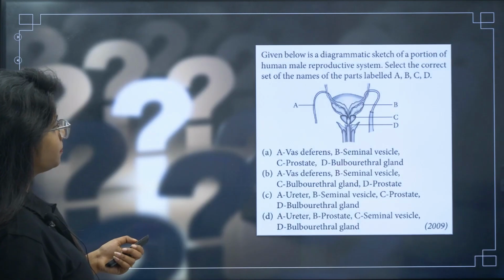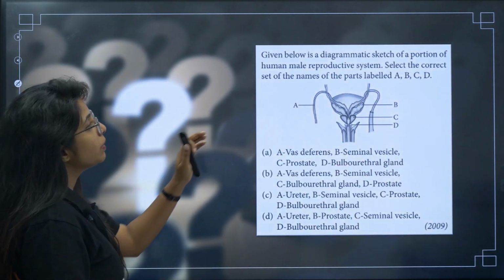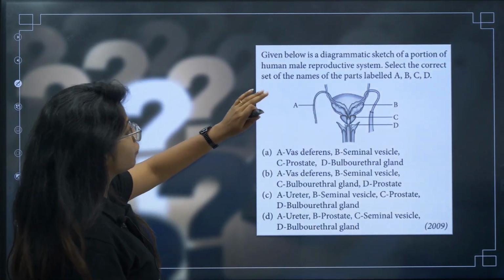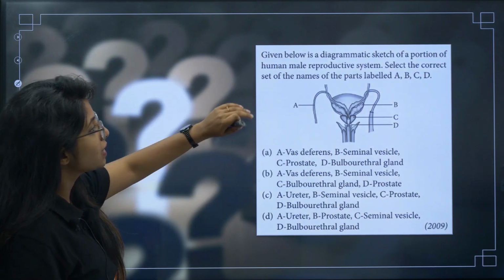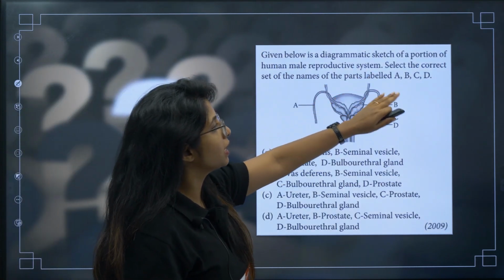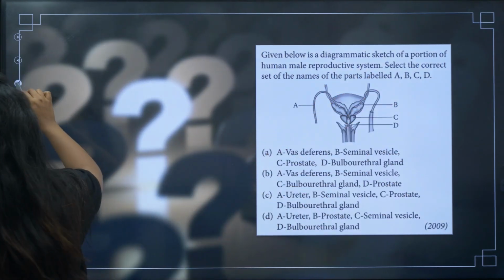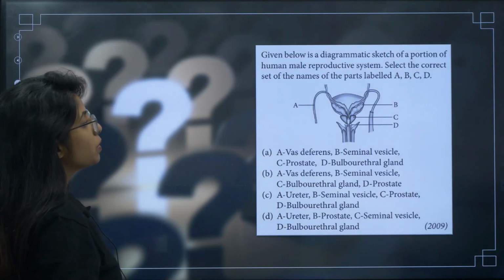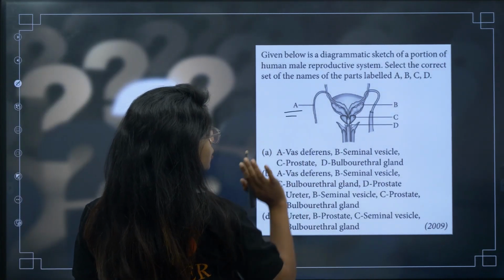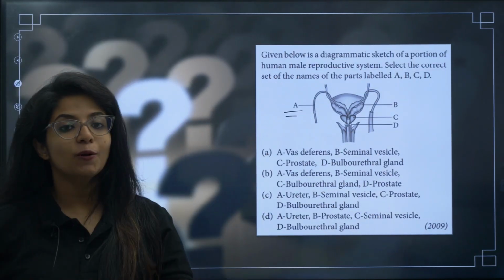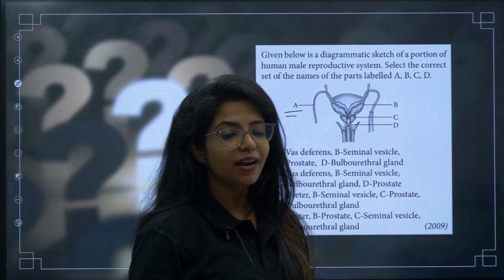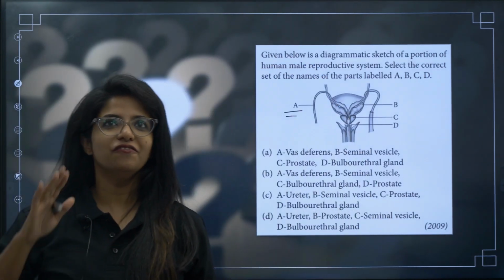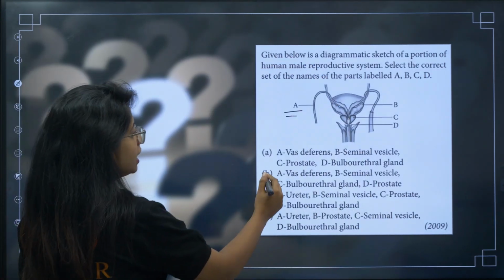We go ahead. Question. Given below is a diagrammatic sketch of a portion of the human male reproductive system. Select the correct set of the names of the parts labeled A, B, C, D. So you tell me the names of A, B, C, D. Starting with A, it's something that is coiling around the urinary bladder. What is that? I suppose it was vas deferens. So yes, it will be vas deferens.